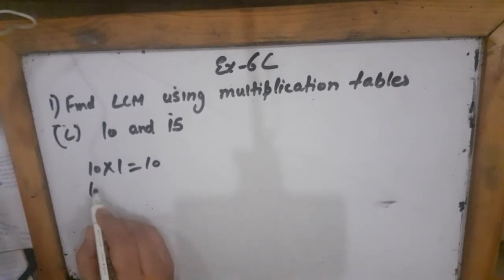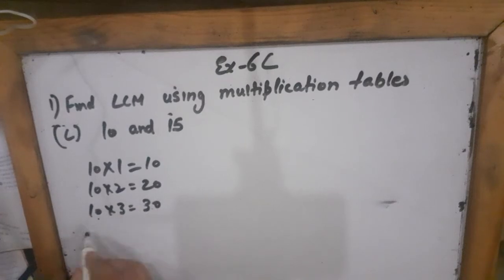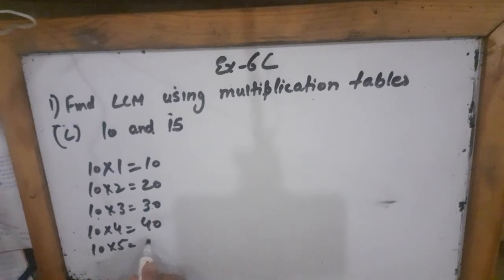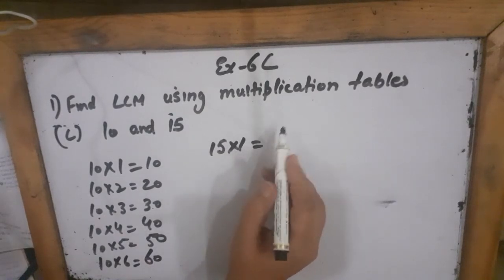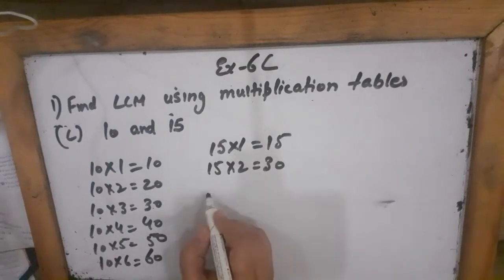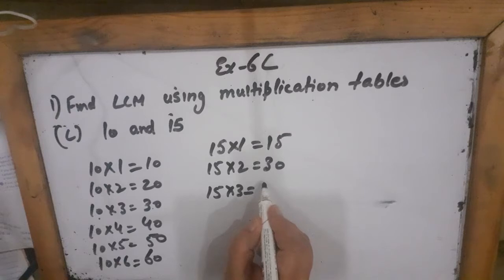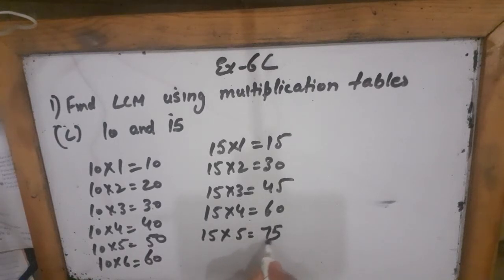10 ones are 10, 10 twos are 20, 10 threes are 30, 10 fours are 40, 10 fives are 50, and 10 sixes are 60. And the multiples of 15, by writing the multiplication table: 15 ones are 15, 15 twos are 30, 15 threes are 45, 15 fours are 60, 15 fives are 75, and 15 sixes are 90.